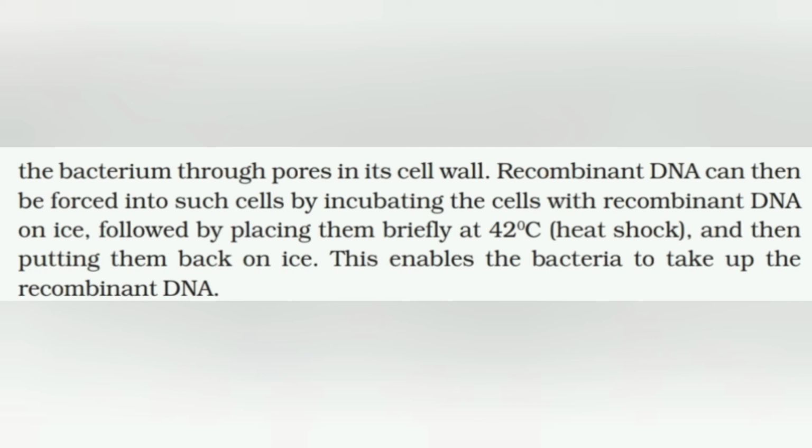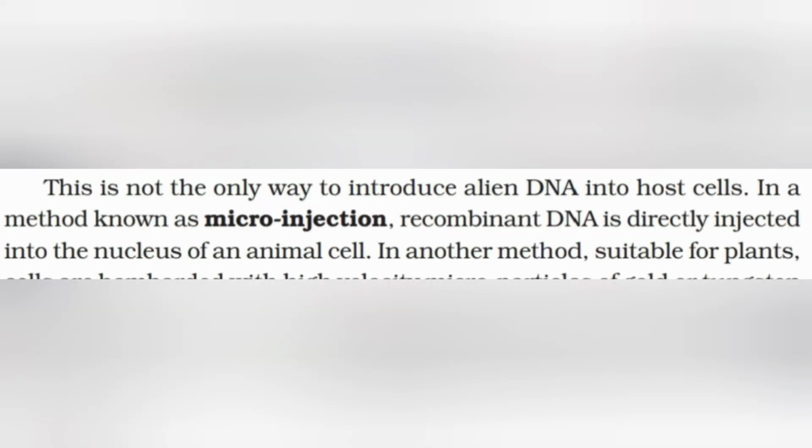Recombinant DNA can then be forced into such cells by incubating the cells with recombinant DNA on ice, followed by placing them briefly at 42 degrees Celsius, that is heat shock, and then putting them back on ice. This enables the bacteria to take up the recombinant DNA very easily. This is not the only way to introduce alien DNA into the host cell.